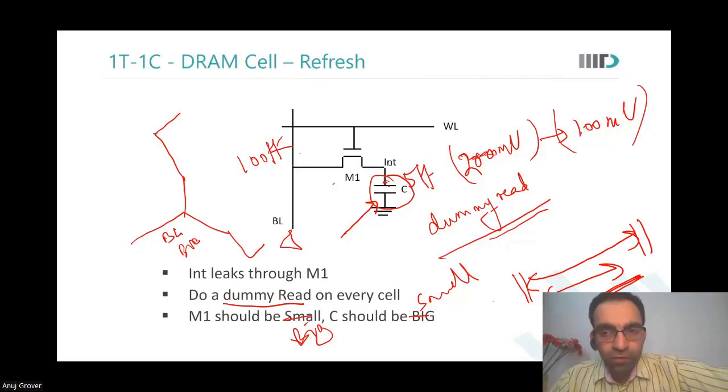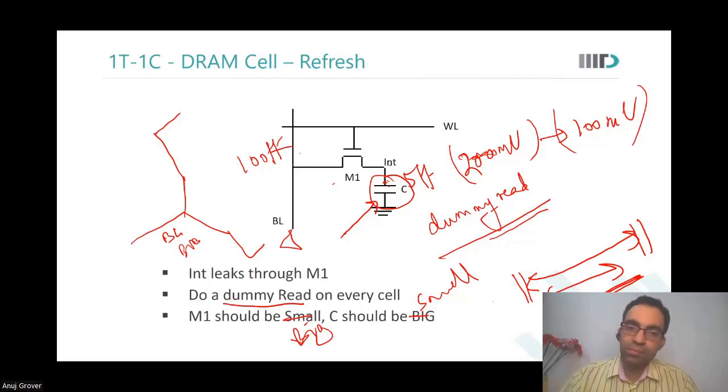But for refresh, even if a read operation is not triggered by the user, you will do dummy reads. Every row you will access once every 1 millisecond.